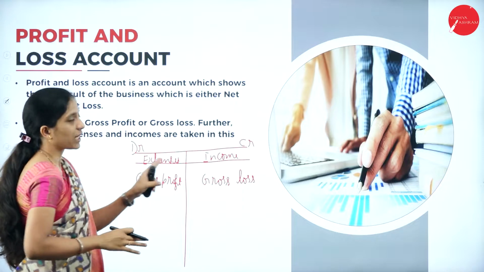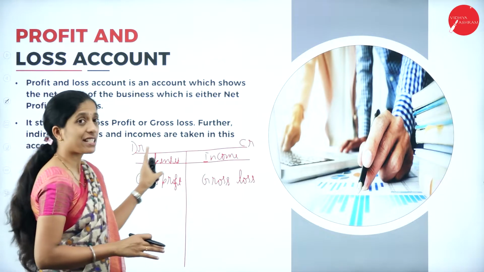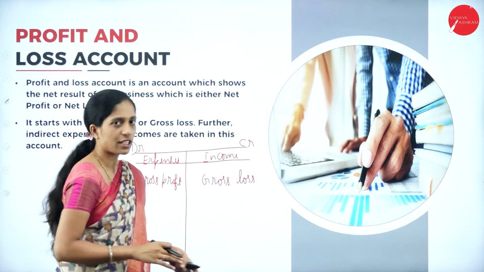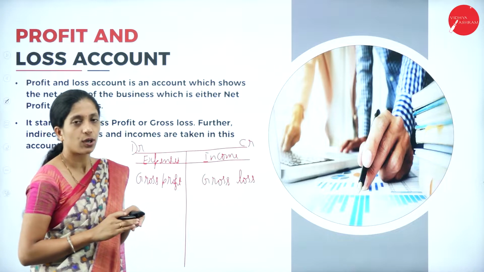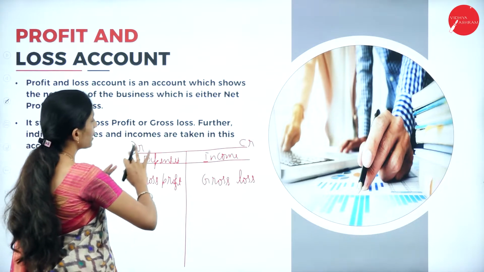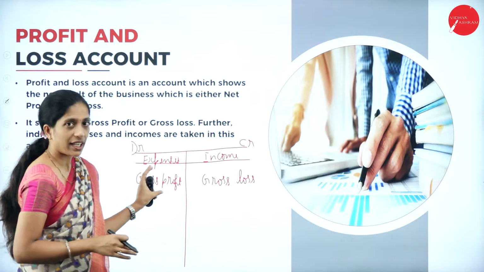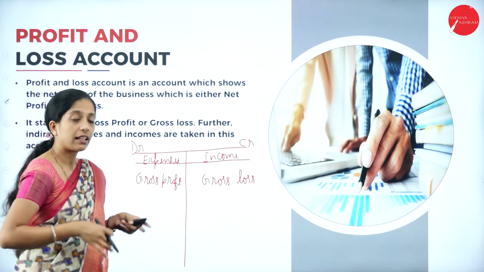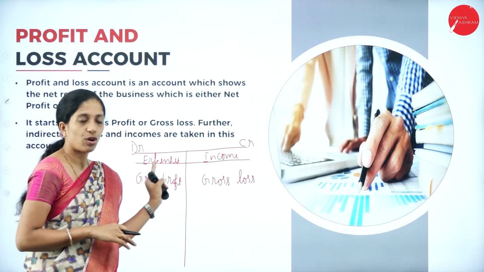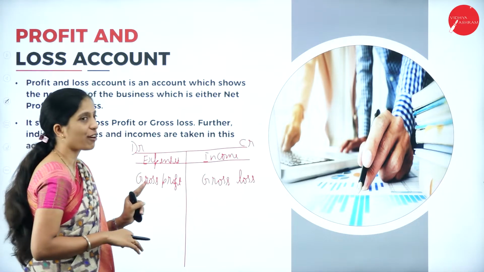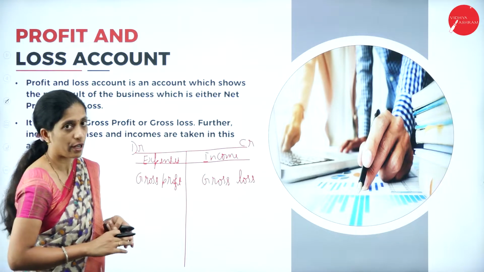So if the credit side is more than the debit side, then it is gross profit. If the debit side is more than the credit side, then it is gross loss. You can clearly understand when I show you the format, but for the time being, remember this. This trading profit and loss account is a single account where the first half will be the trading account and the next half will be the profit and loss account.